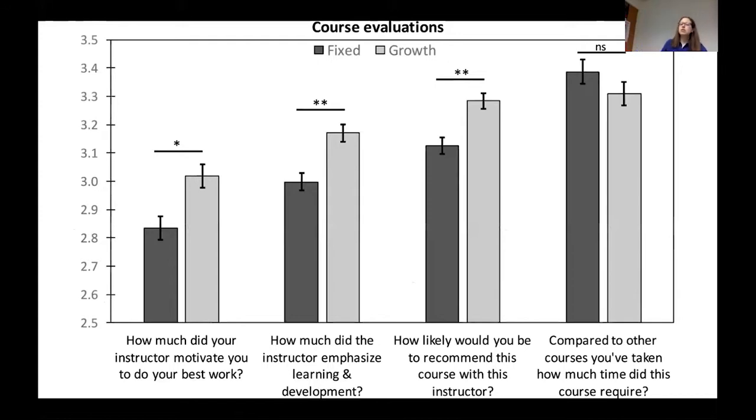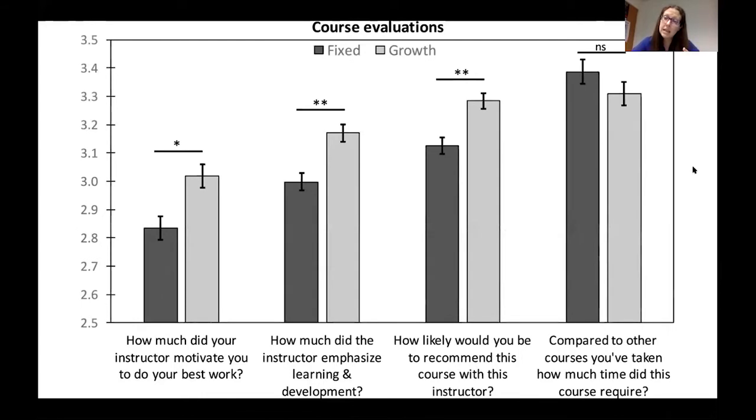And then looked at students, so the light gray is students who had a faculty member that endorsed a growth mindset. How much did your instructor motivate you to do your best work? How much did the instructor emphasize learning and development? How likely will you be to recommend this course for this instructor? And then compared to your other courses you've taken, how much time did this course require? And so these first three, we're seeing that there's statistically significant differences.